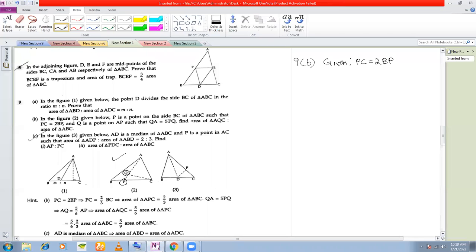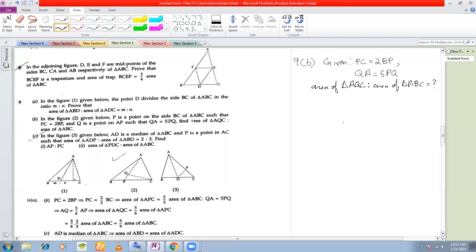Okay, and Q is a point on AP, such that QA is equal to 5 times PQ. Find the ratio of the area of triangle AQC to the area of triangle ABC. This is something that you need to find.